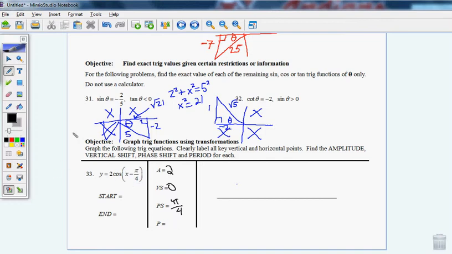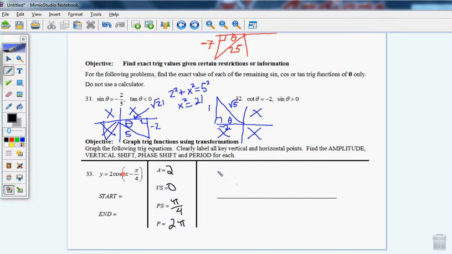except if there's somewhere, let me get a highlighter here, unless there is something right here. And since there's no number other than 1 right there, it actually is going to be a period of 2 pi. So what does this mean?